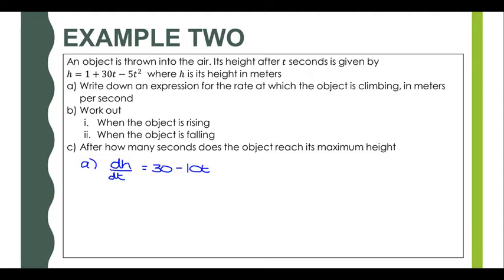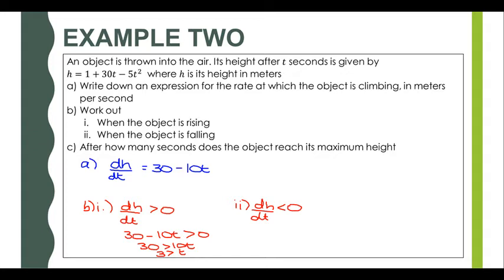So for part i, we get dh over dt is greater than 0, so 30 minus 10t is greater than 0, 30 is greater than 10t, and t is less than 3. And for part ii, we do the same, but dh over dt, the rate at which the height is changing, is now less than 0. So 30 minus 10t is less than 0. 30 is less than 10t. t is greater than 3.